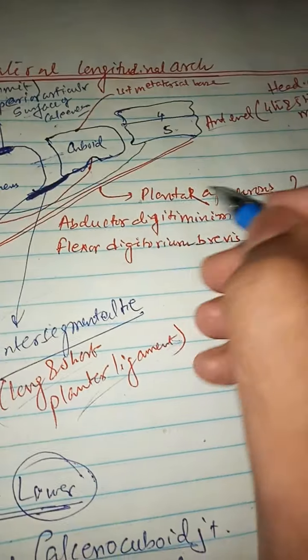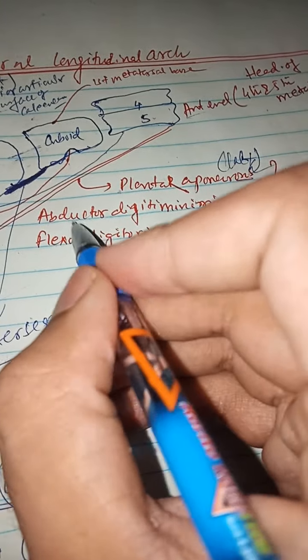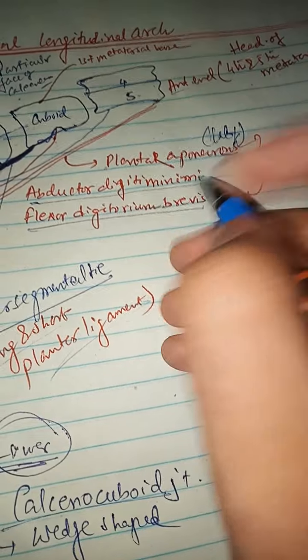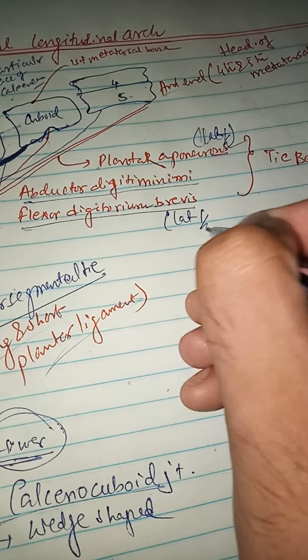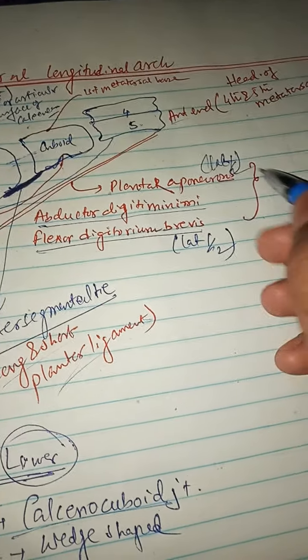In the lateral arch there is the lateral half of the plantar aponeurosis, and other muscles like the abductor digiti minimi and the flexor digitorum brevis, the lateral half of the flexor digitorum brevis, which forms the superficial muscle of the tie beam.